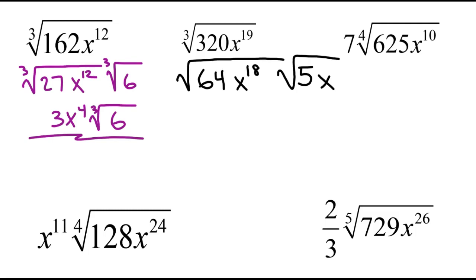So now this stuff here, the stuff I'm highlighting in yellow, that's a perfect cube. And I should have little 3's there. So cube root of 64 is 4, and the cube root of x to the 18th is x to the 6th. And then I can't do anything with the leftover stuff because it's too small to be a perfect cube.